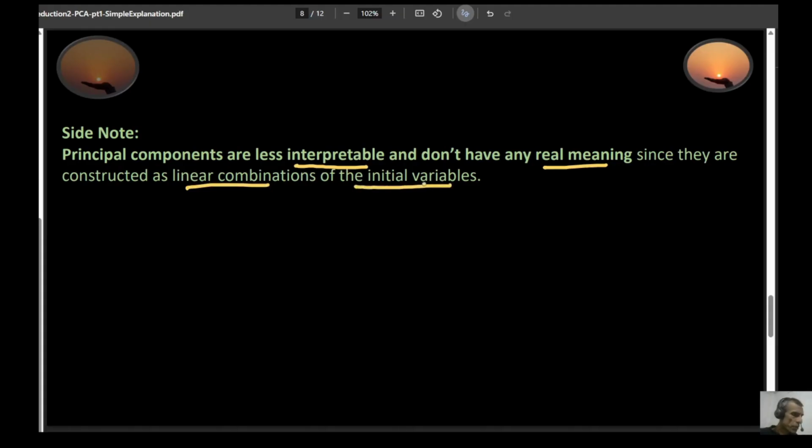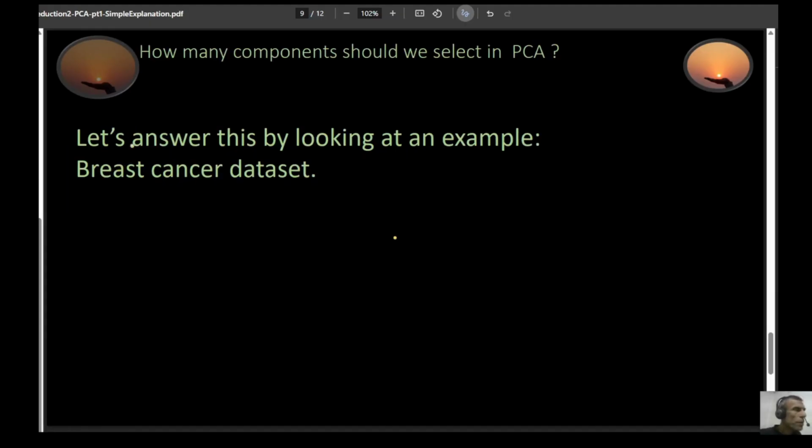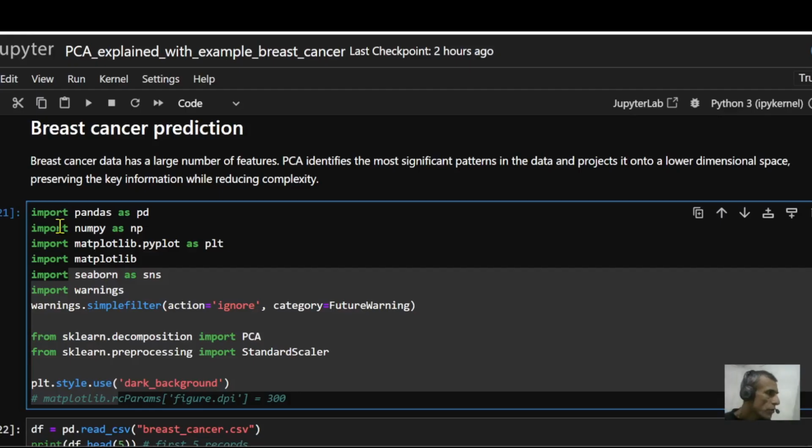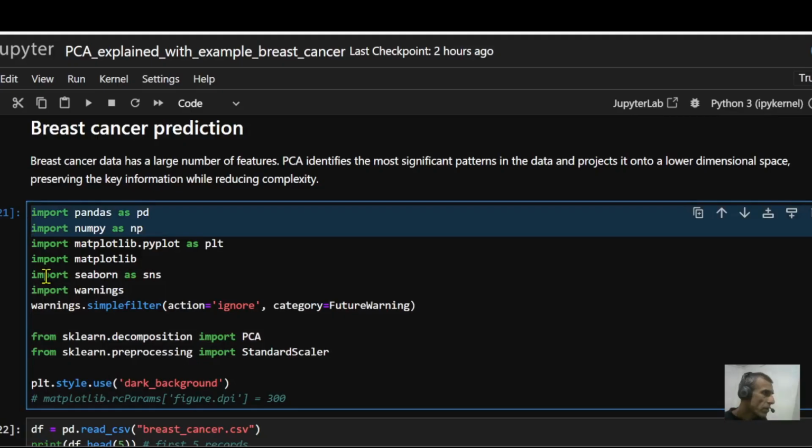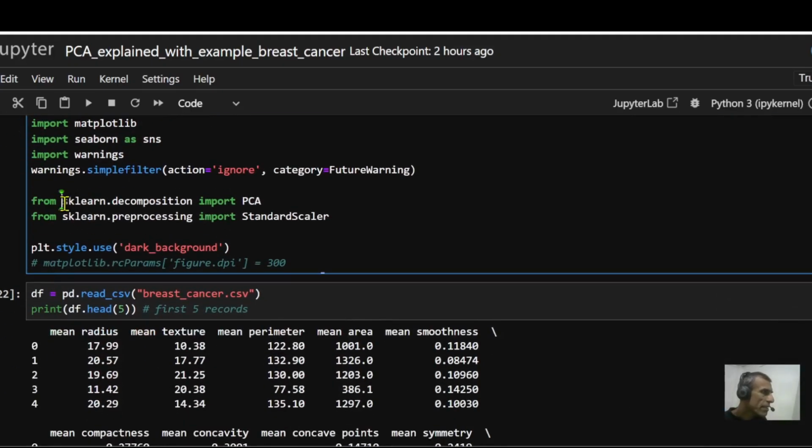So how many components should we select in PCA? Well, let's answer this question by looking at an example, the breast cancer dataset. First, I'm importing my libraries right here, importing pandas as pd, NumPy, and all the other libraries. I'm also importing scikit-learn, and from scikit-learn I'm importing PCA. This is responsible for performing principal component analysis.